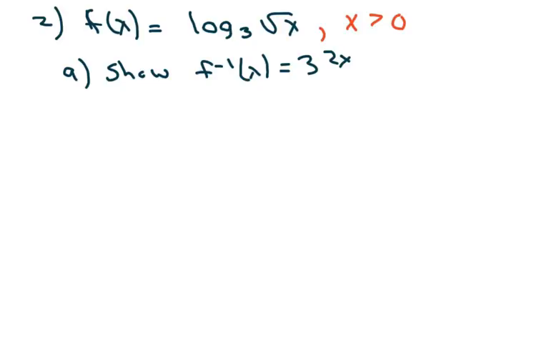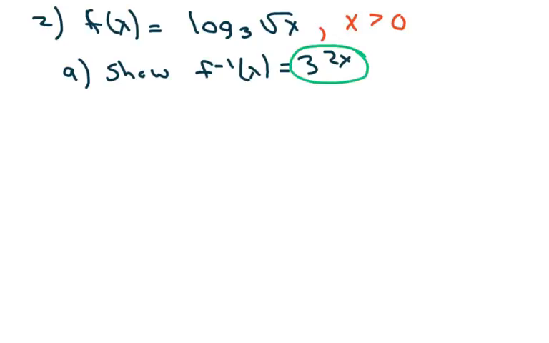Okay. Number 2 is a little more complicated. This one is basically 6 marks. So the first thing they want us to show is what the inverse is. And they even tell you what it is. So you just have to show how to get there.